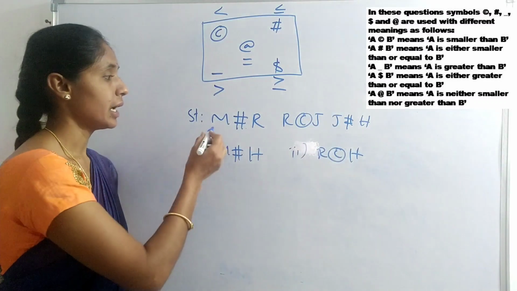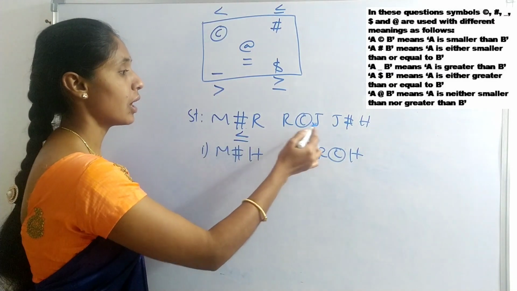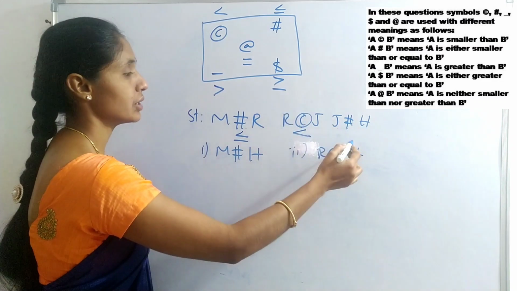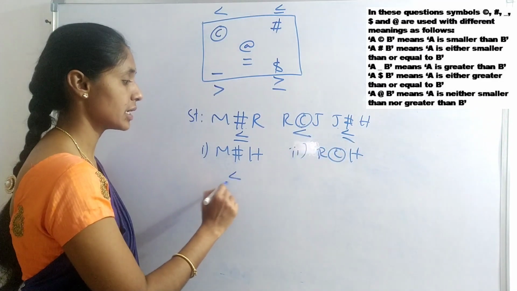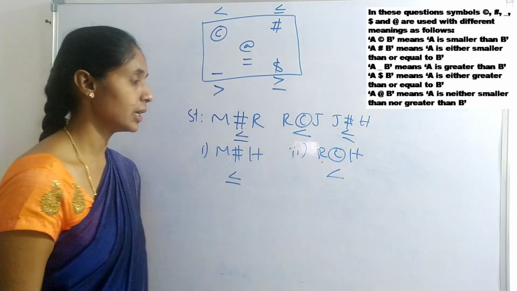Next question. M hash R, that is less than or equals to. R copyright Z, less than. J hash H, less than or equals to. M hash H, less than or equals to. R copyright H, that is less than.